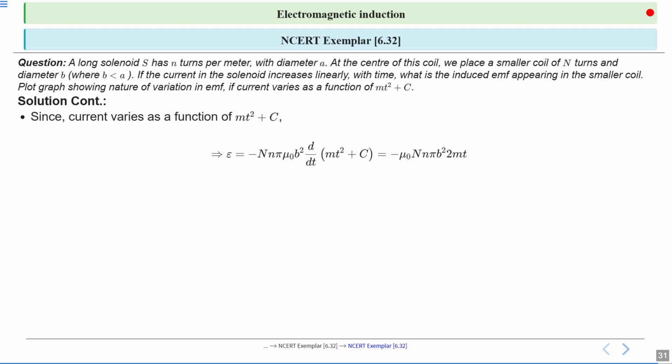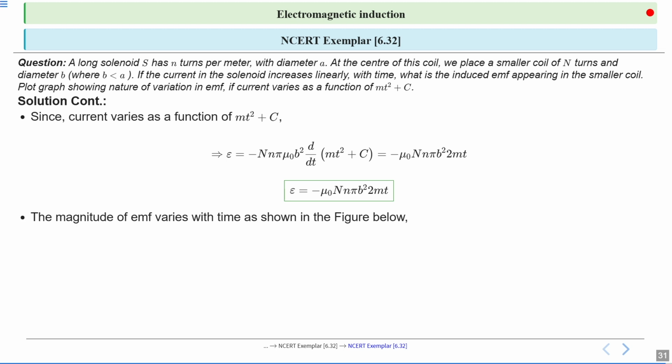The m will come out of the derivative, and the derivative of t square with respect to t will be 2t. So 2mt plus c. C is constant, so the differentiation of a constant will be 0. So 2mt plus 0, it will result in only 2mt. So minus mu naught capital N small n pi b square 2mt. This is the entire expression for the EMF. So the EMF will be mu naught capital N small n pi b square 2mt.